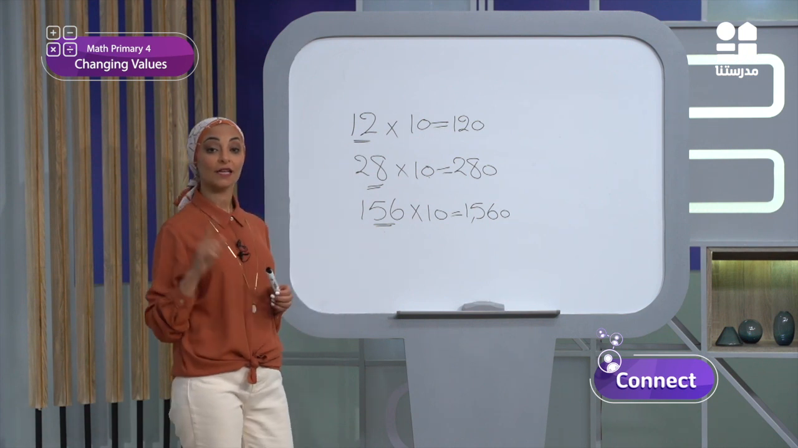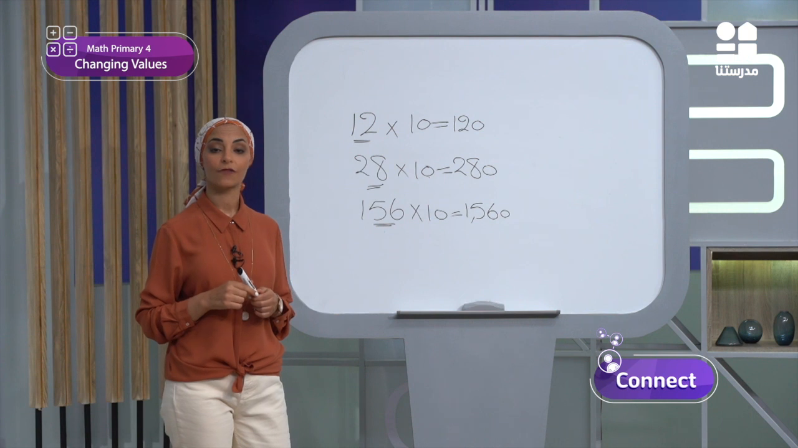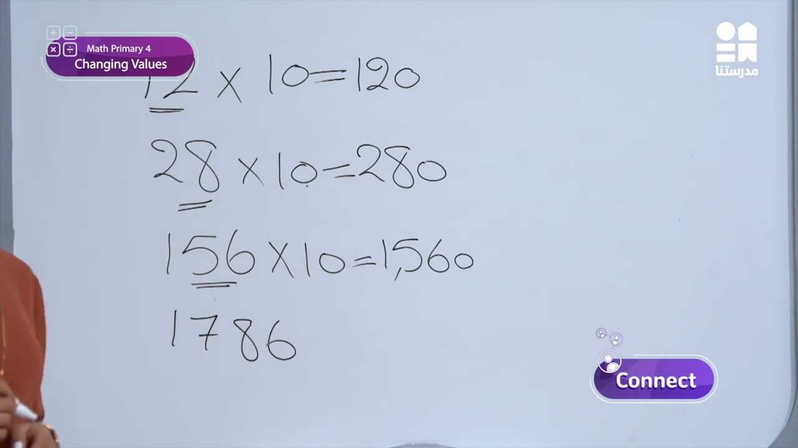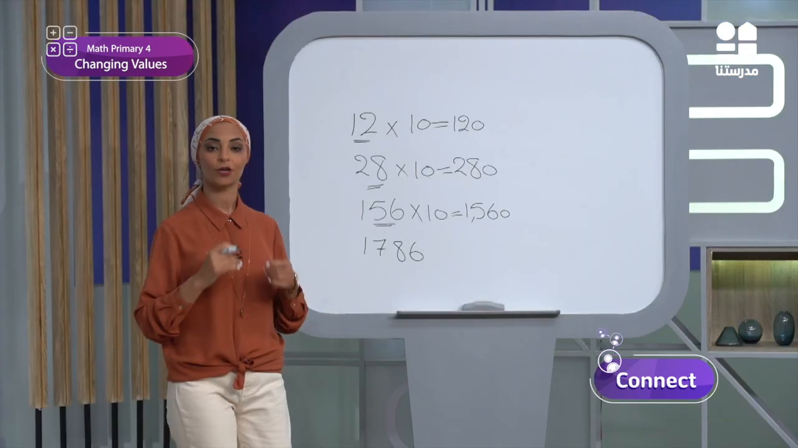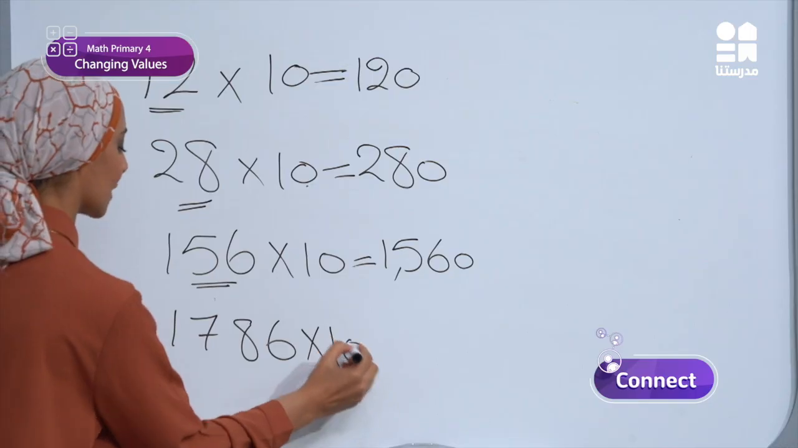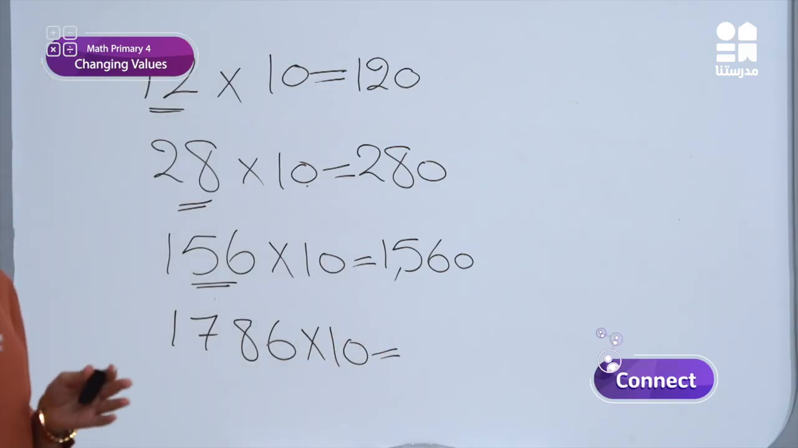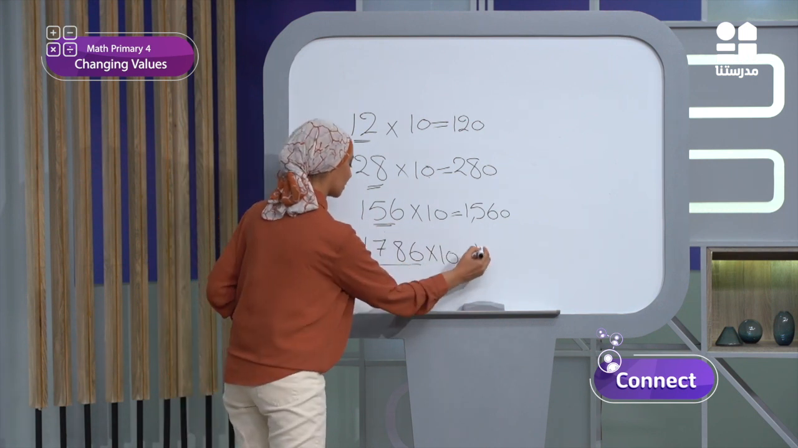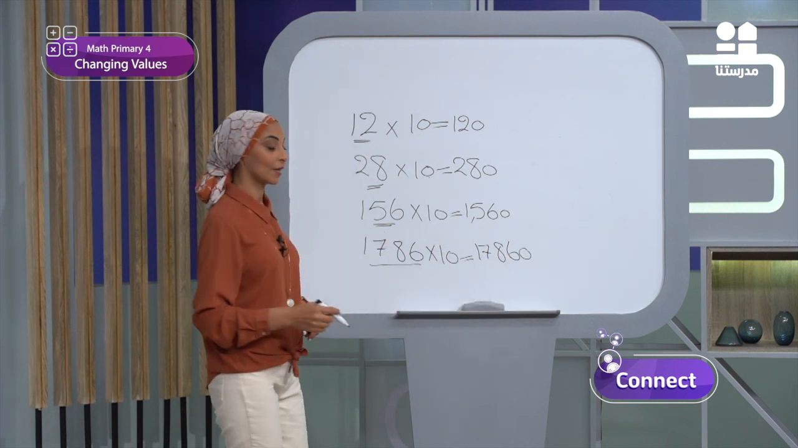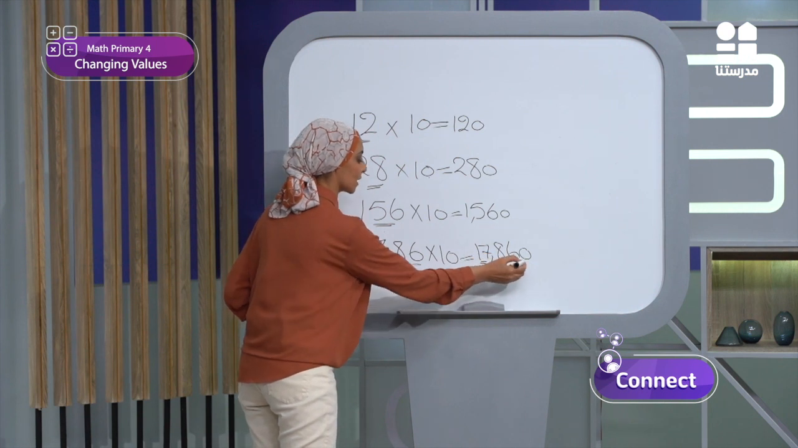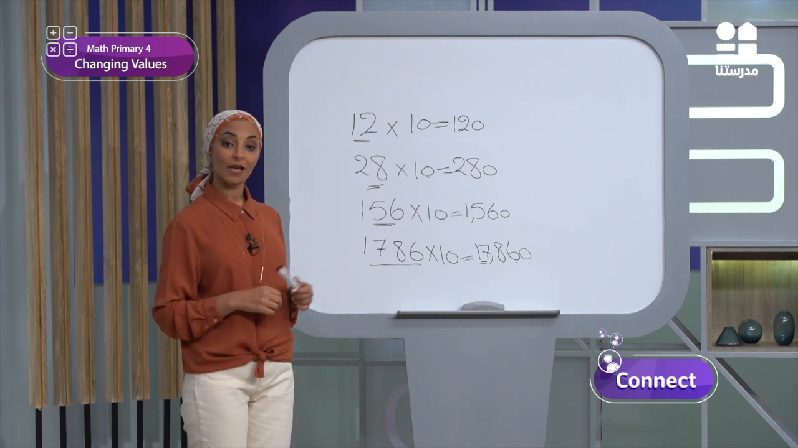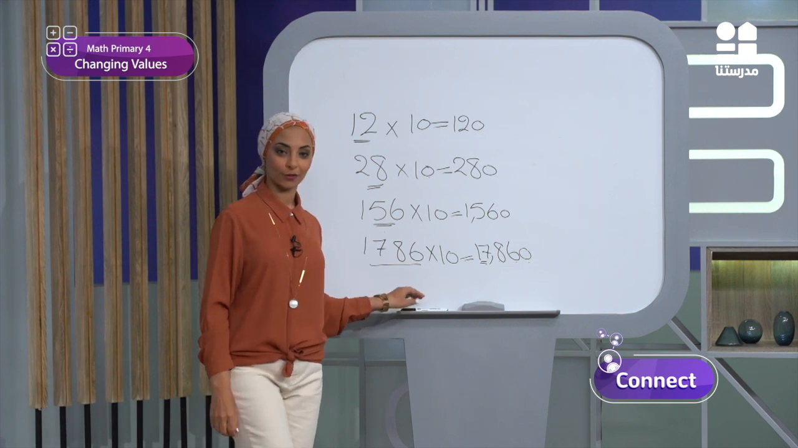If the number of ants in 1 ant hill is 1786, let's write this big number, 1786. So the total number of ants in 10 ant hills is what? Yes, I will also multiply it by 10. As I said, any number times 10, I will put the number as it is and add 0. Can you read this number? Yes, to be 17,860. Okay, now I hope you understand this very well. Let's complete all together.